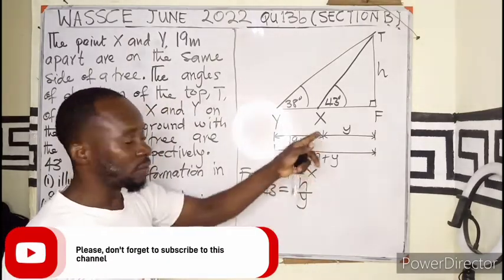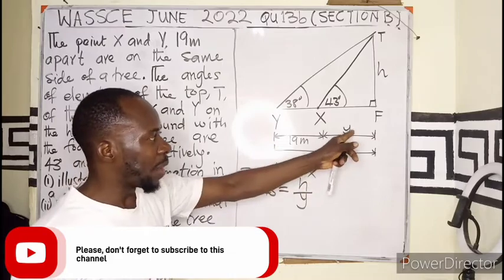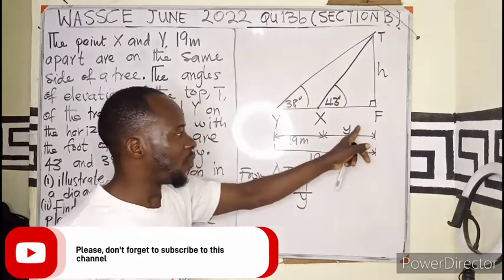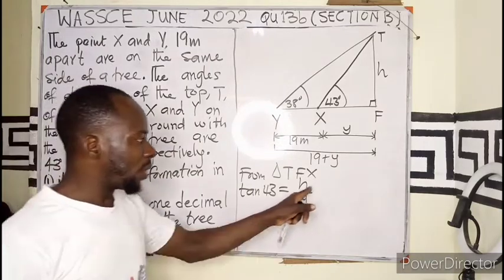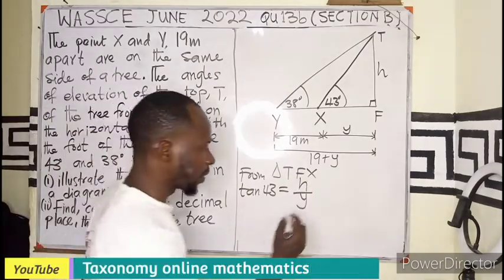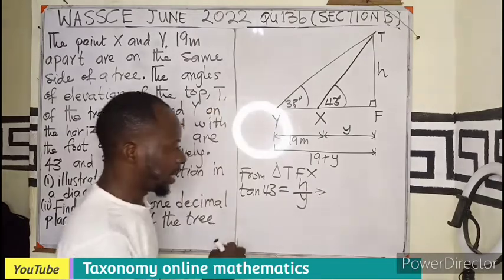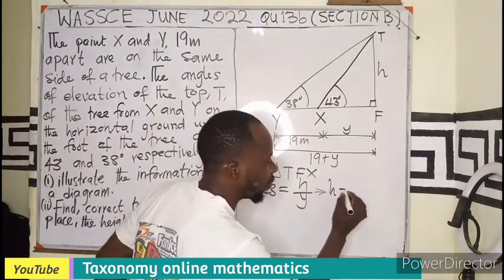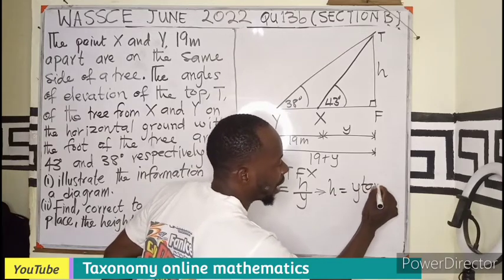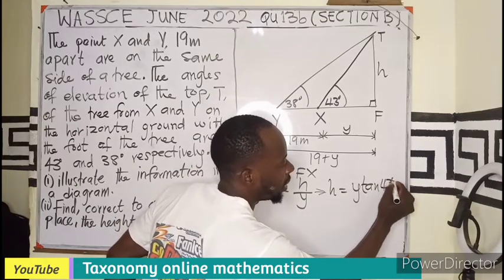This is our hypotenuse, over the adjacent, which is our y. This over this. Now, the question is asking us to find the height. So I would like to make the height the subject here. If that will be, this is coming to multiply this. So it means the height will be y tan 43 degrees.